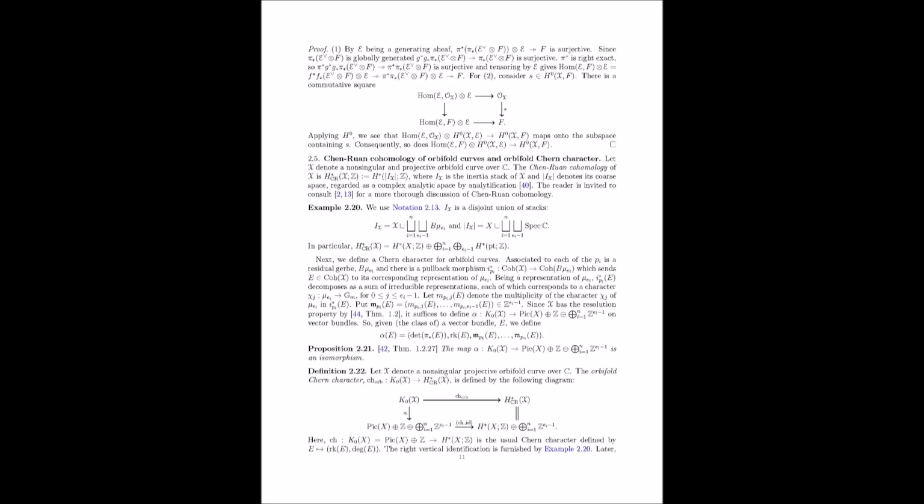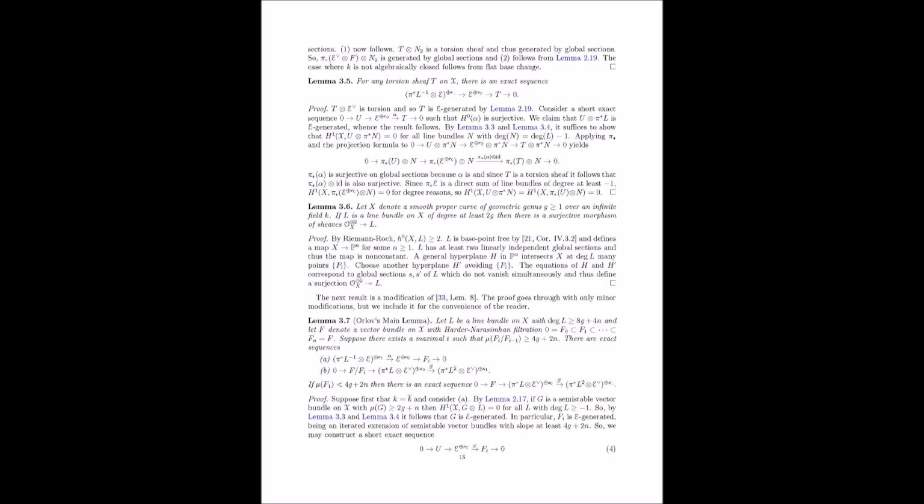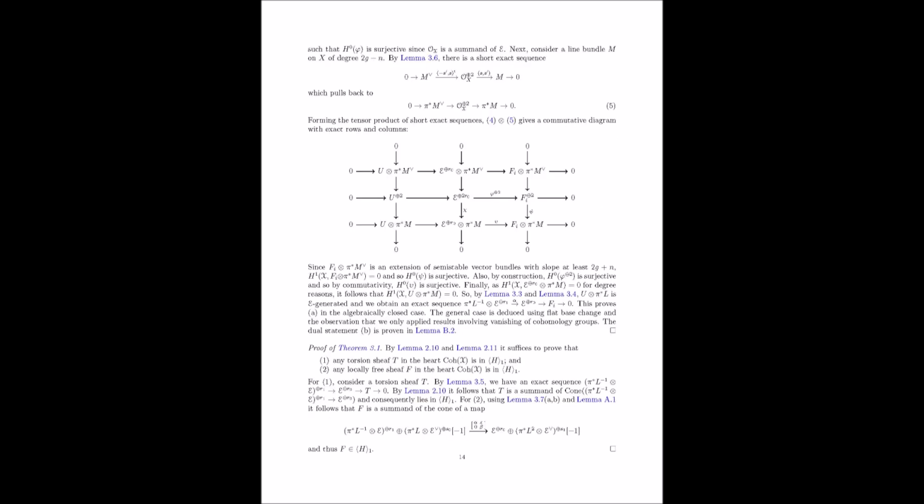Let's dive into their proof. It looks like they construct a special object, denoted H, which is a combination of line bundles and generating sheaves. Yes. This H is carefully crafted to generate the entire derived category of coherent sheaves on the orbifold curve in just one step. They show that you can obtain any object in the category by taking cones of maps between shifts of this H.